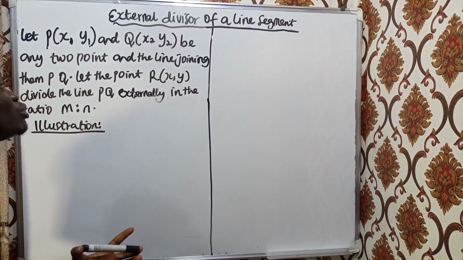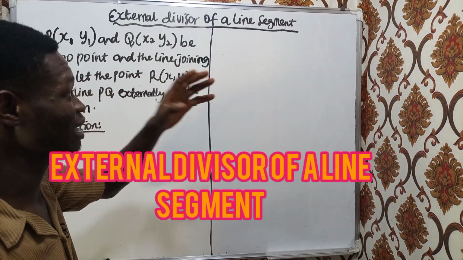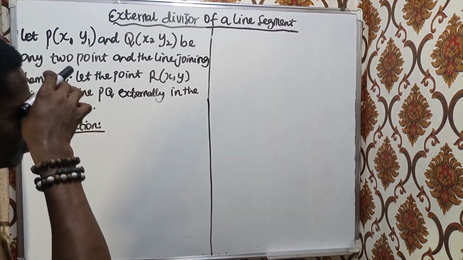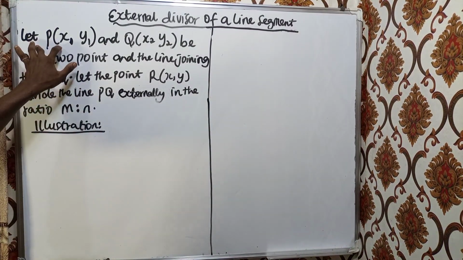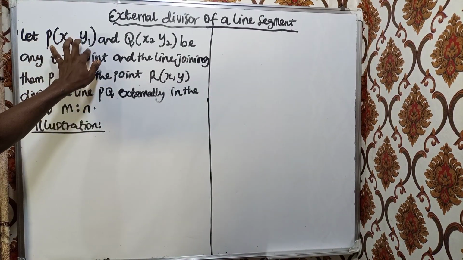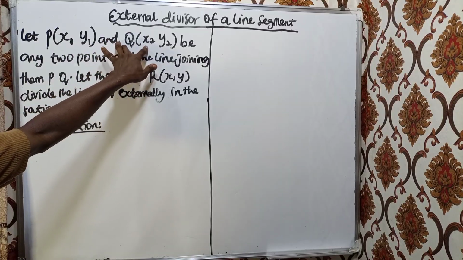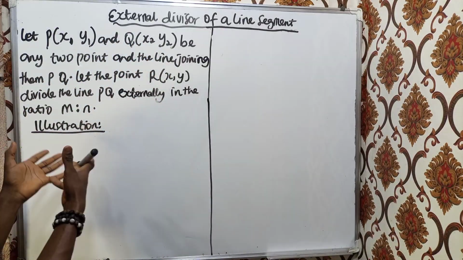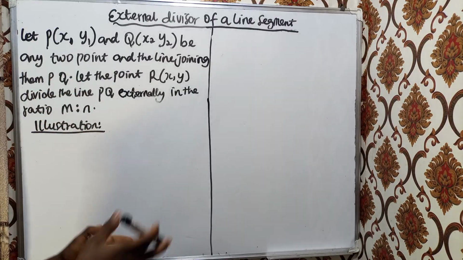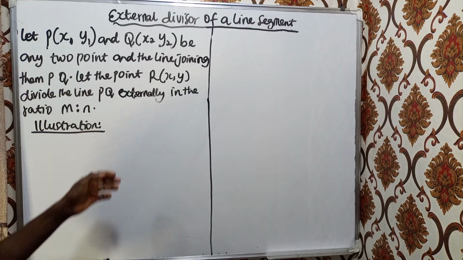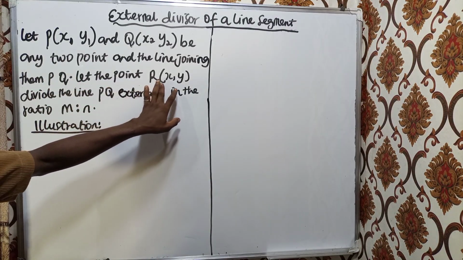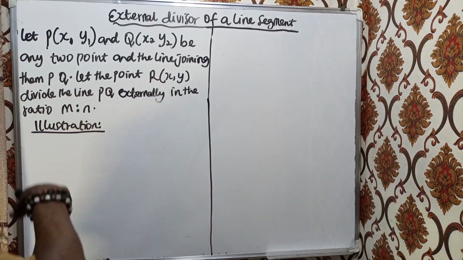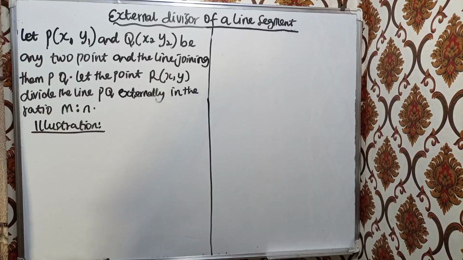So today we are going to talk about the external divisor of a line segment, that is, the section formula. We are going to derive the formula. Let P with the coordinates x1, y1 and Q with the coordinates x2, y2 be any two points, and the line joining them is PQ. Now let the point R with the coordinates x, y divide the line PQ externally in the ratio m is to n.